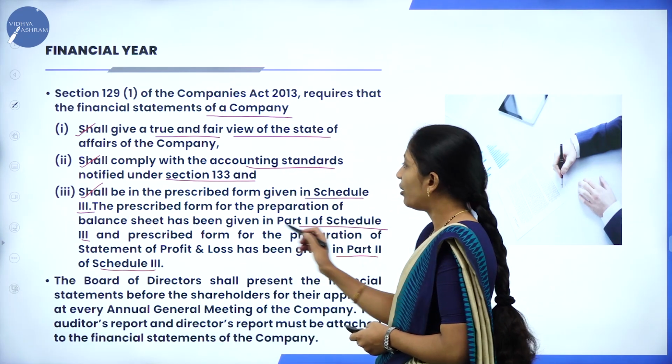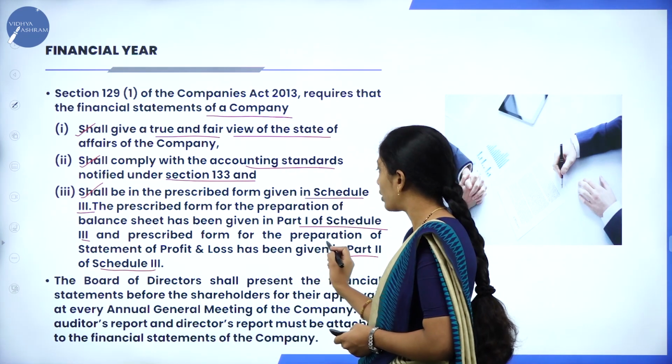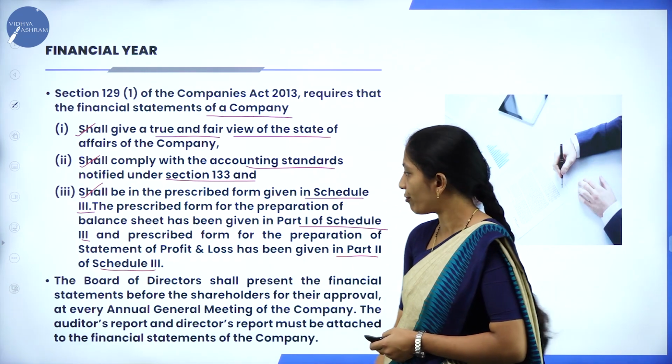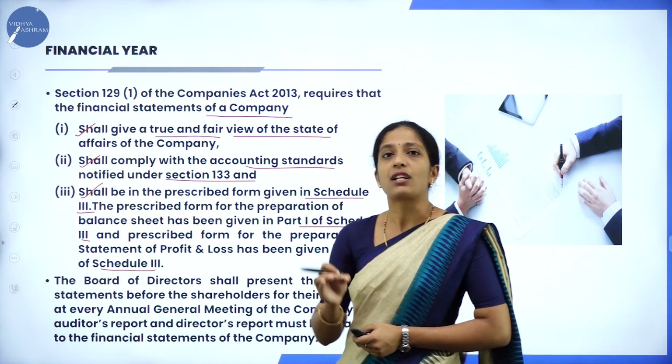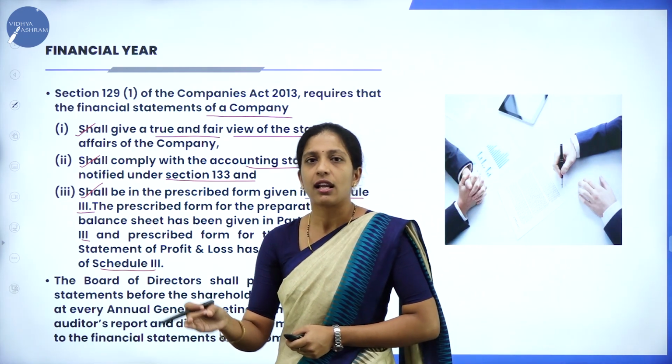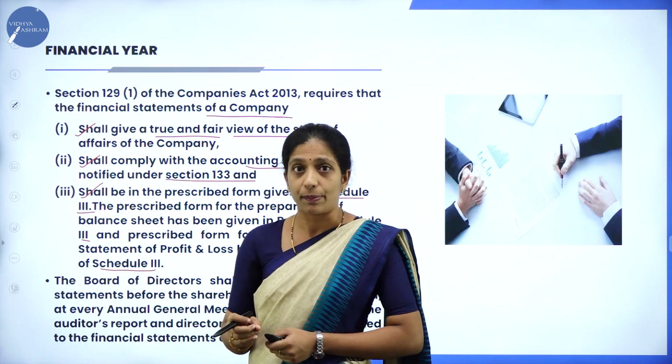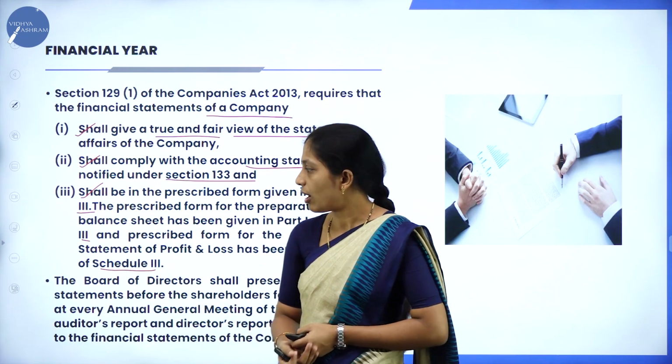So, Part 1 of Schedule 3 is the prescribed form for the balance sheet, and the prescribed form for the preparation of statement of profit or loss has been given in Part 2 of Schedule 3. So, your Part 1 of Schedule 3 will be balance sheet and Part 2 of Schedule 3 will be the statement of profit or loss.